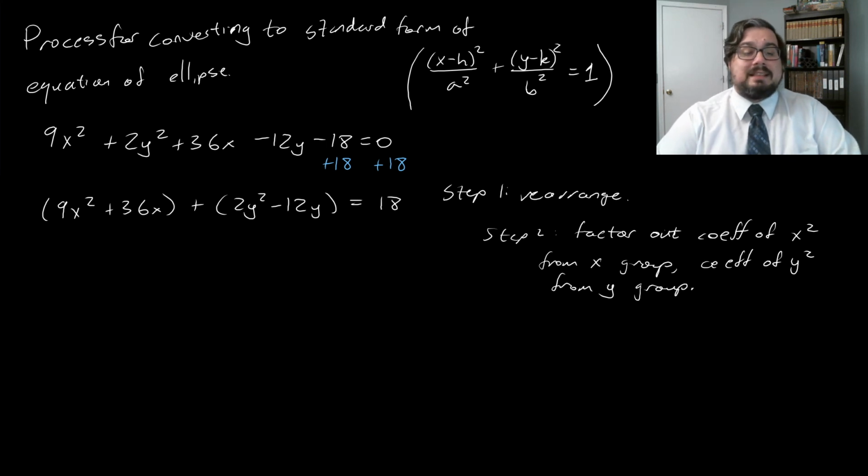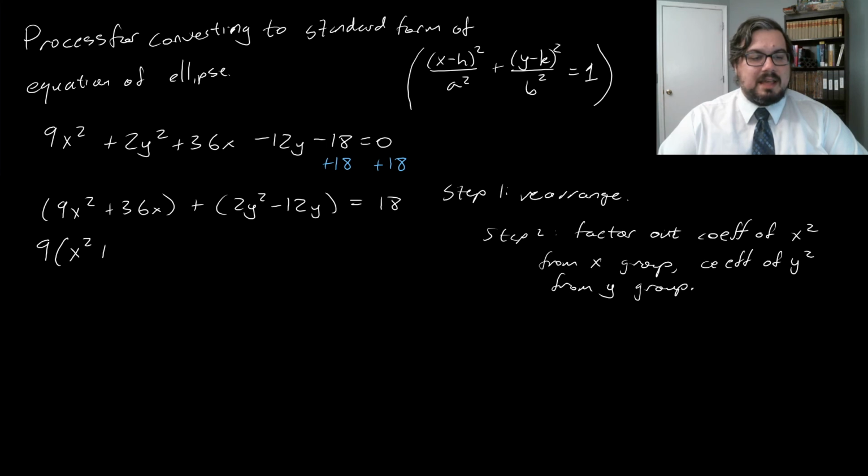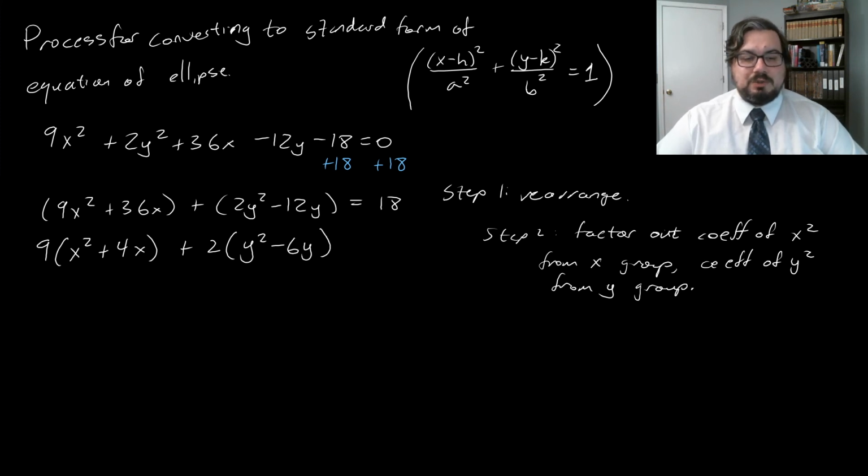The point is that at this step we want to factor out what we have to in order to get the coefficients of the x squareds and the y squareds to be 1. So we will factor out 9 from this first group to get 9 times (x squared plus 4x), and we will factor 2 out from the y group to get 2 times (y squared minus 6y), and leave the 18 the same on the right.